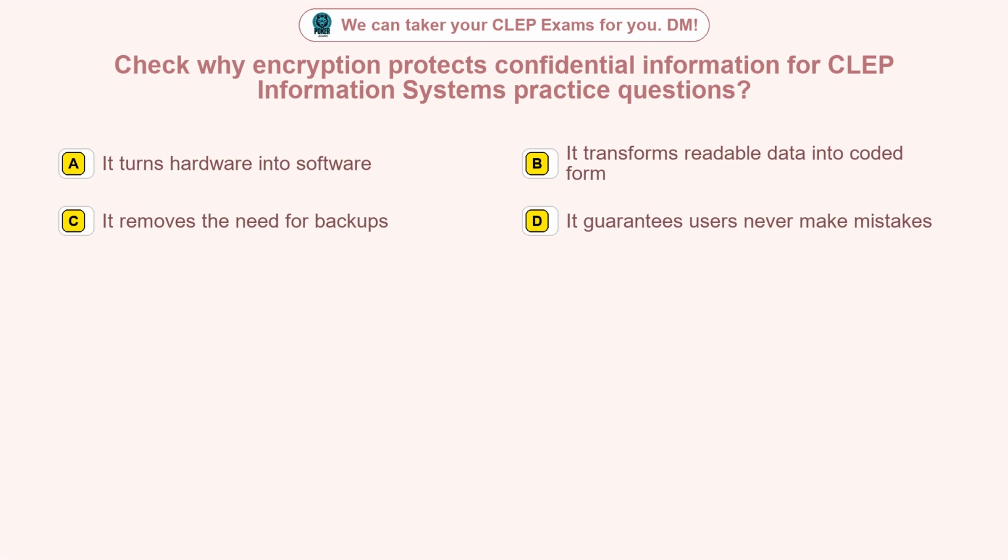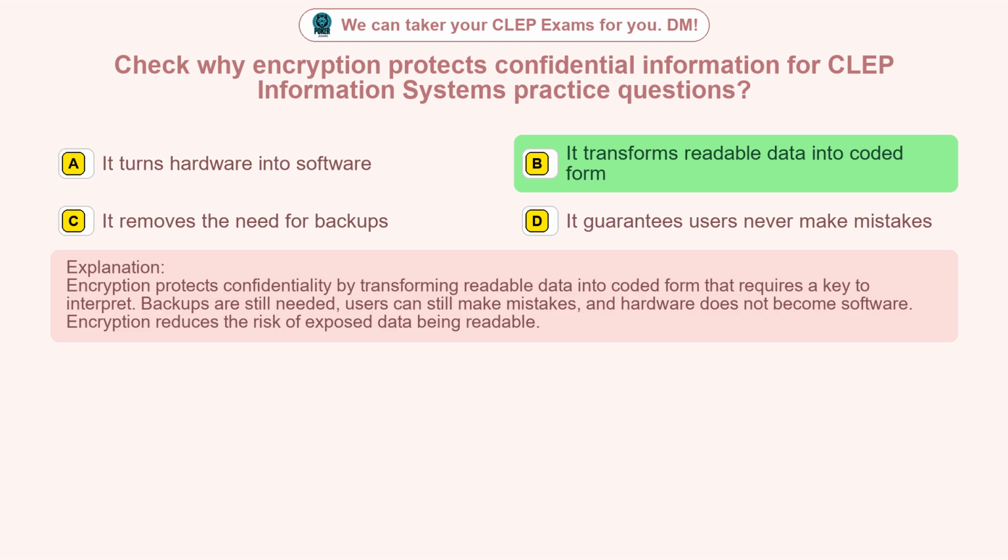Option A. It turns hardware into software. Option B. It transforms readable data into coded form. Option C. It removes the need for backups. Option D. It guarantees users never make mistakes. The correct answer is option B. It transforms readable data into coded form.